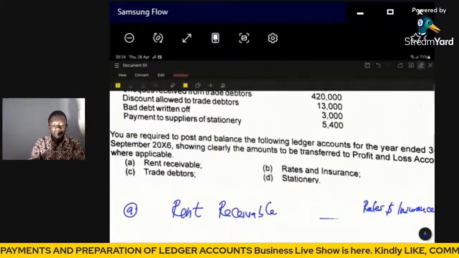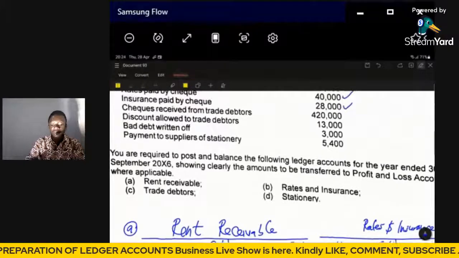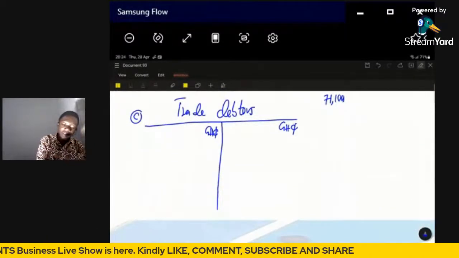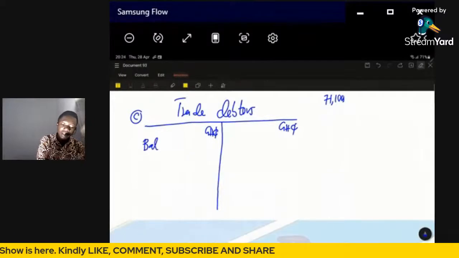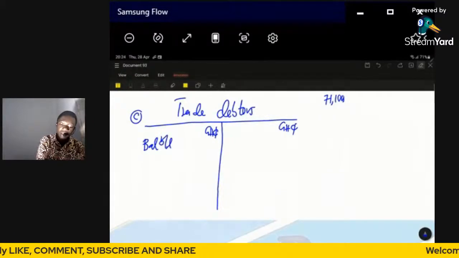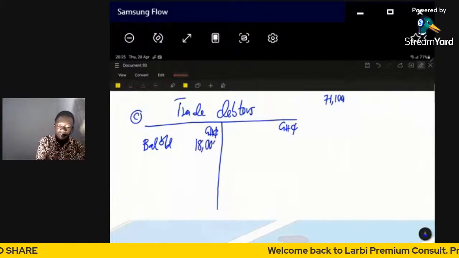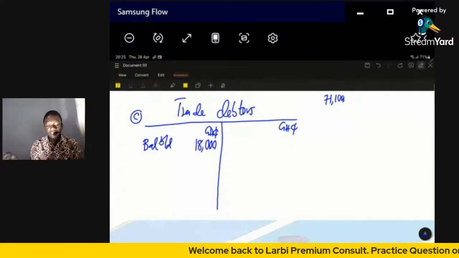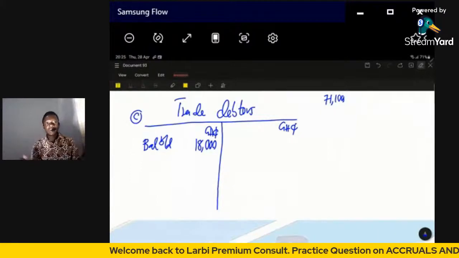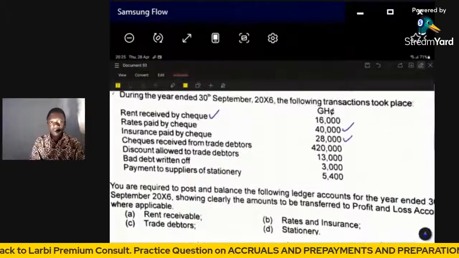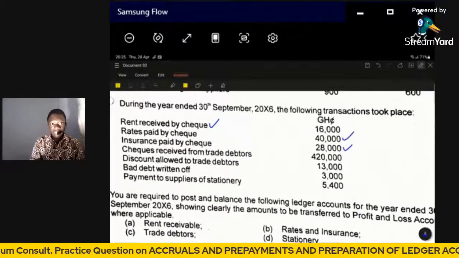Since it's a debtors account, the opening balance of 18,000 is going to be at the debit side. Is that okay? Because it is an asset, a current asset. So you're going to have your balance brought down as the opening balance of 18,000. I hope that is clear. So once you get the 18,000 recorded, you check, was there any other information that transpired during the year?